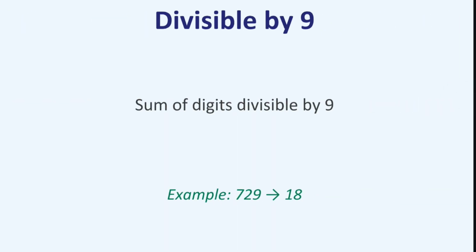Divisibility test for 9 is the same as that of 3. We just add the digits and see whether the sum is divisible by 9. For example, the sum of digits of the number 729 is 18, which is divisible by 9. Hence 729 is divisible by 9.